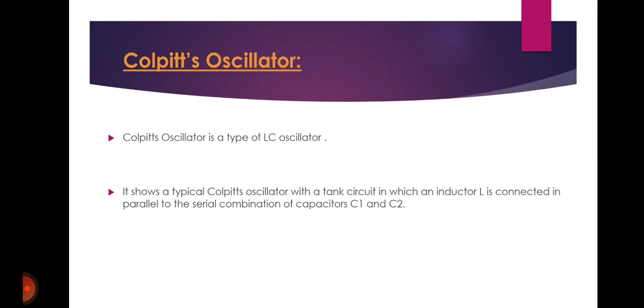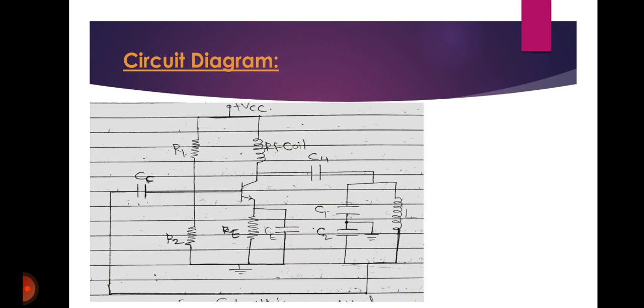So see, as we know, Colpitt's oscillator is a type of LC oscillator. It shows a typical Colpitt's oscillator with a tank circuit. In the tank circuit, an inductor L is connected in parallel to the serial combination of capacitors C1 and C2. See, this is the circuit diagram of Colpitt's oscillator.